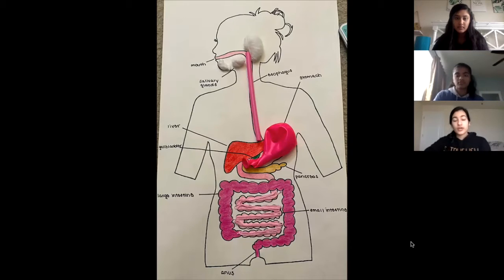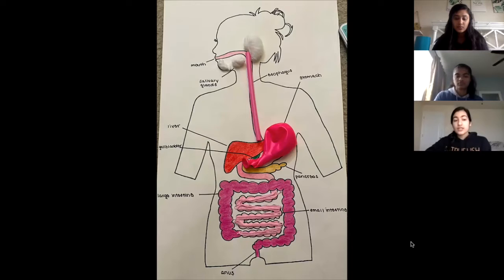The next organ that is a part of the system is the esophagus, which is represented here by the plastic straw. The esophagus is a muscular tube that is about 25 centimeters long, and the bolus travels down this tube to get to the stomach. And nerves in the tissue of the esophagus sense the bolus and trigger peristalsis, which is a series of muscle contractions that move food towards the stomach.